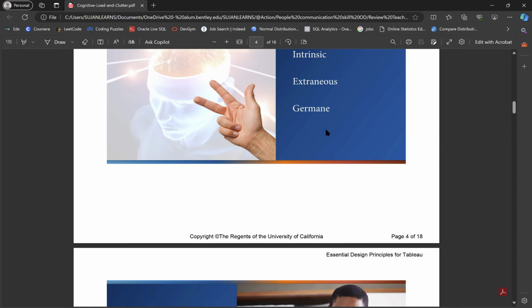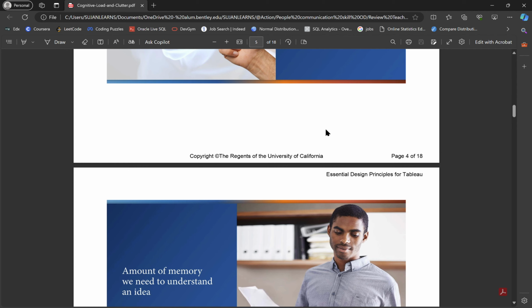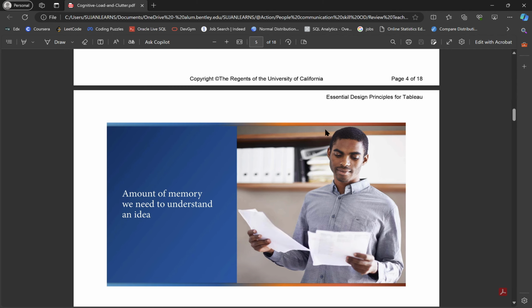Let me tell you. It is the amount of memory we need to understand an idea. It is the amount of mental effort that is required to understand the idea. Or in other words, how hard it is to understand some subject matter. It is a base. It is how hard a subject is, in simple terms. That's intrinsic cognitive load.